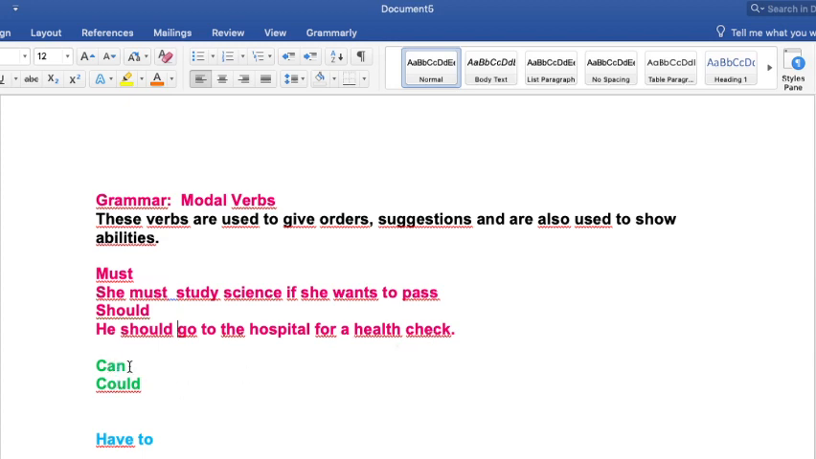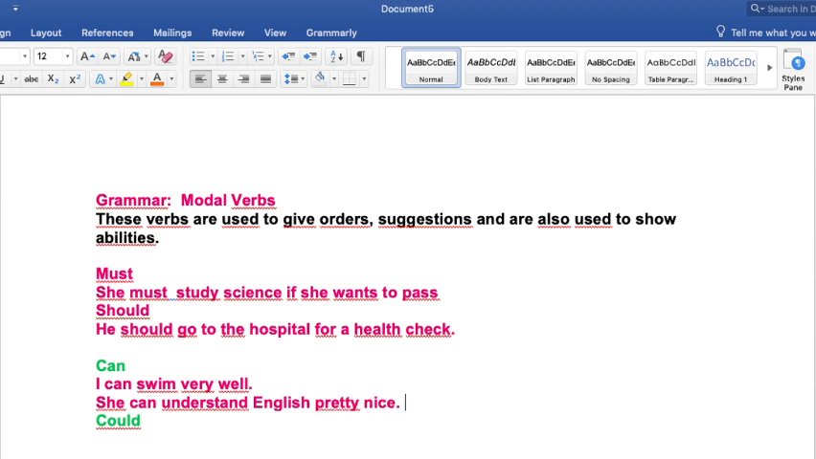Can and could are used to show abilities, when we want to tell others that we have certain abilities and we want to share that with them, so we use can. For example, I can swim very well. Or she can understand English pretty nice. She can understand English pretty nice. So it's an ability. Understanding is an ability too.